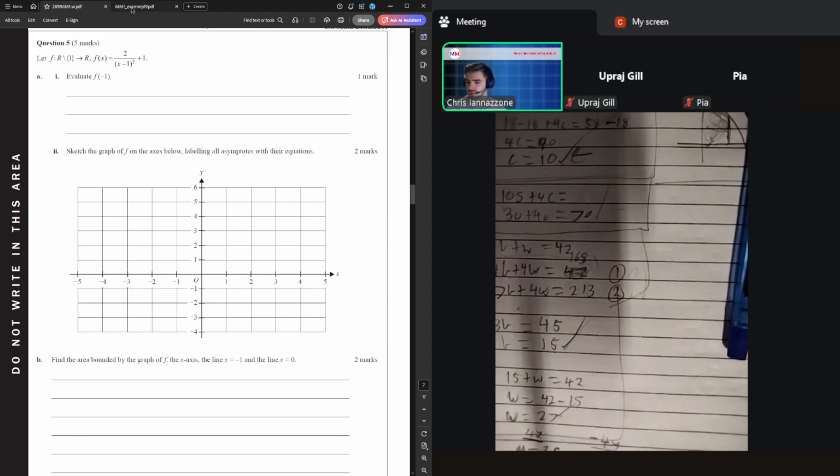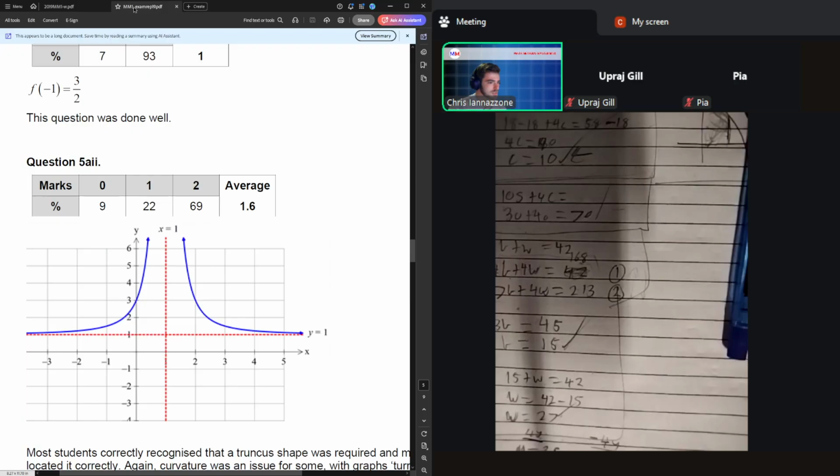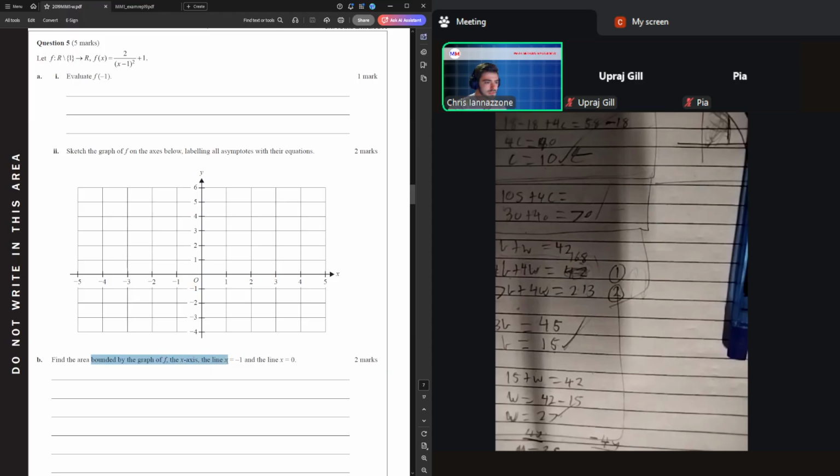Yeah, you actually already got a copy of that in the solutions. So if you want to refer to that when it comes to calculating your area for part B, you've got that there as well. Area bound by F, the x-axis, and these two x equals lines.